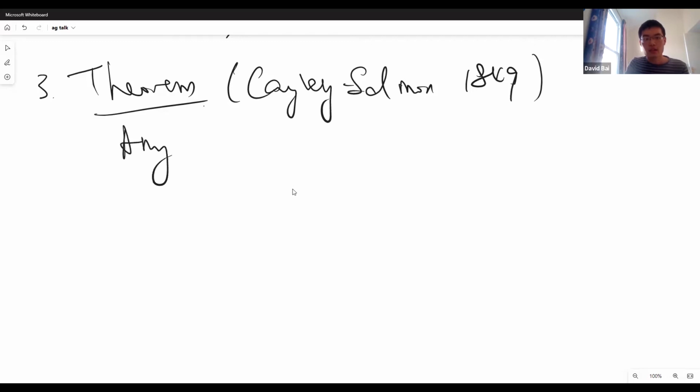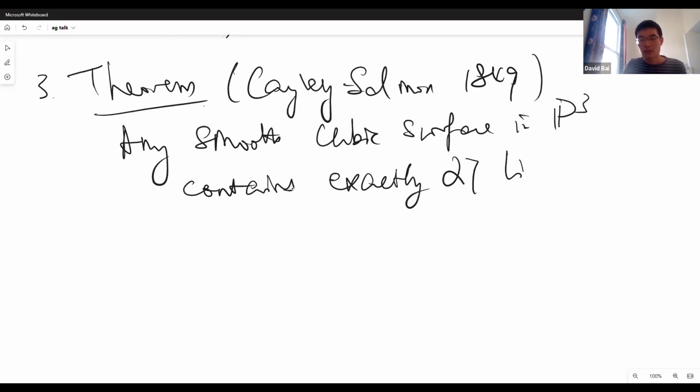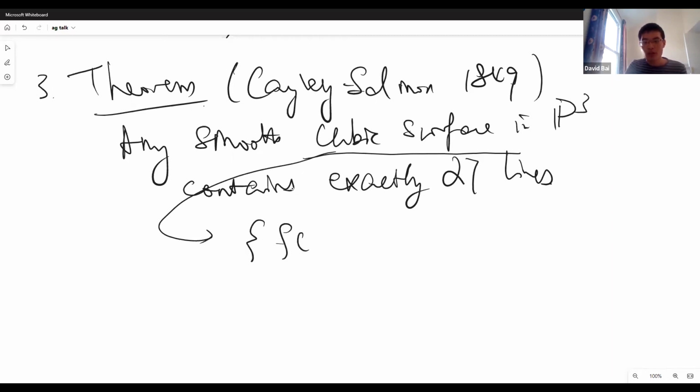Any smooth cubic surface in P3 contains exactly 27 lines. And by cubic surface, I mean the solution of f, so P3 has 4 variables in its coordinates. I'll call them x, y, z, and w.